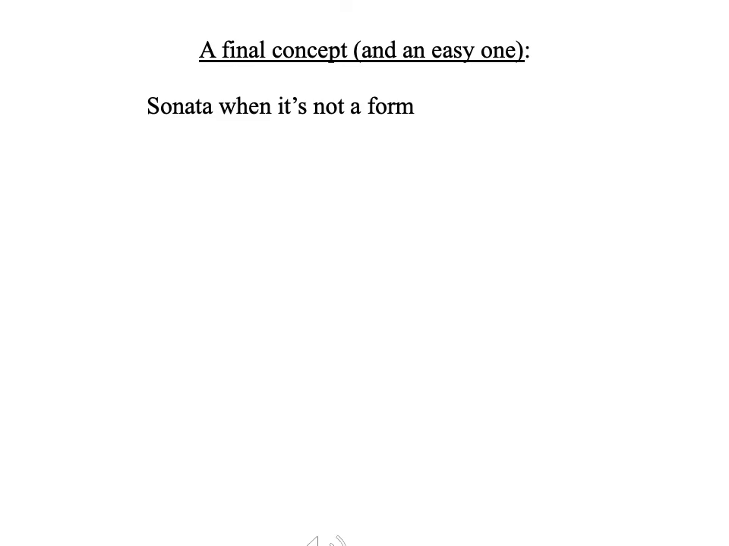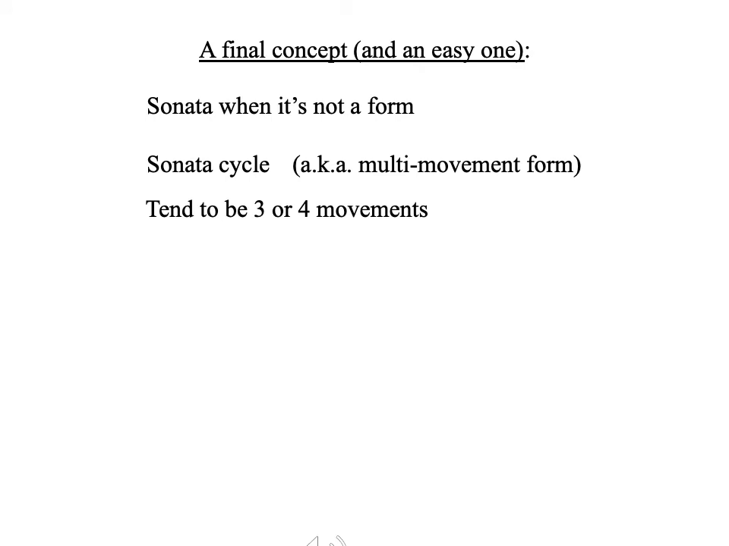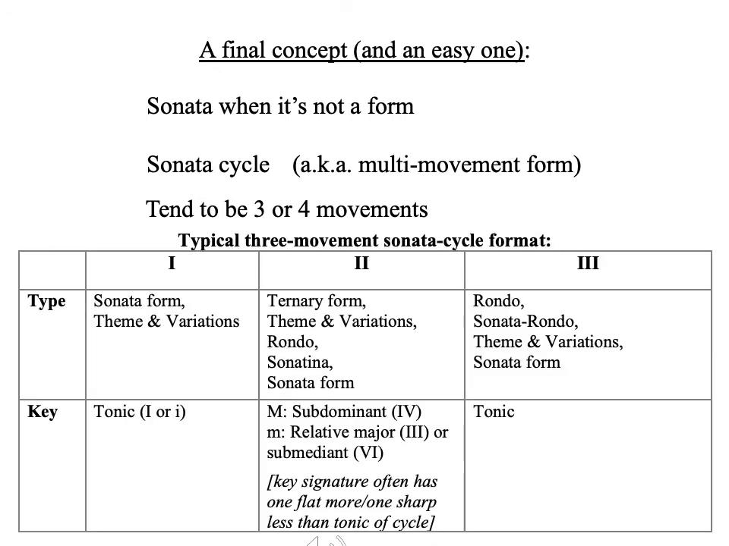So a lot of times when we're talking about something being entitled sonata, there's a certain way that not just a particular movement might go, but that all the movements might go. And they fall into what's often called a sonata cycle or a multi-movement form. Multi-movement forms are usually 3 or 4 movement works. And composers have ways over time that they've come to like to do that. Let's look at what a 3-movement sonata cycle might be like.